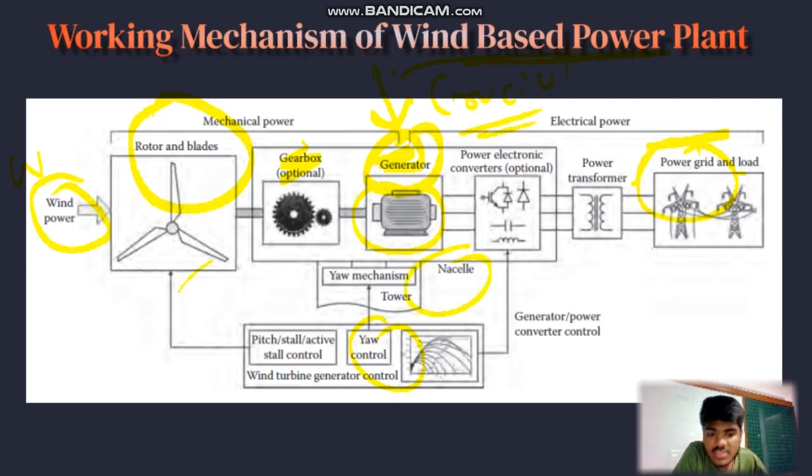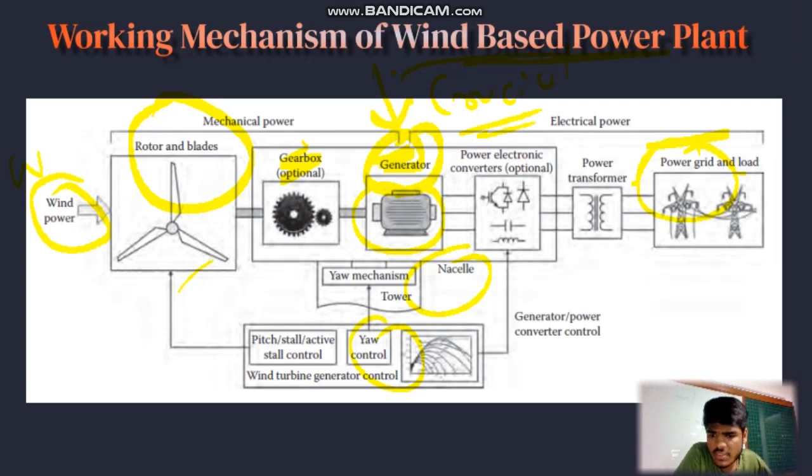One other part is the nacelle system. The nacelle is a housing structure located at the top of the wind turbine. It houses various components such as the gearbox, generator, and control systems, and it also contains sensors and control mechanisms which optimize the turbine's performance, including wind speed, rotors, and other parameters.